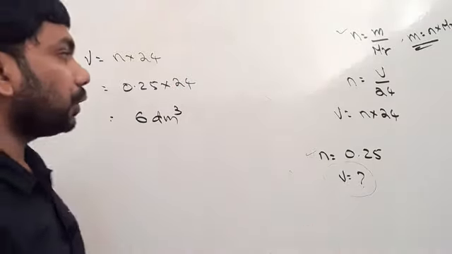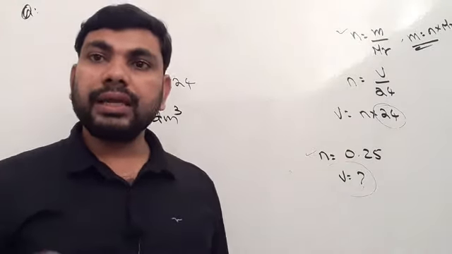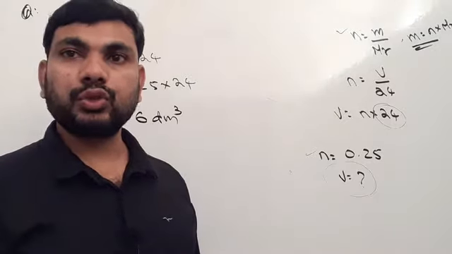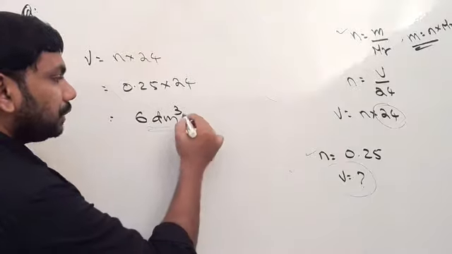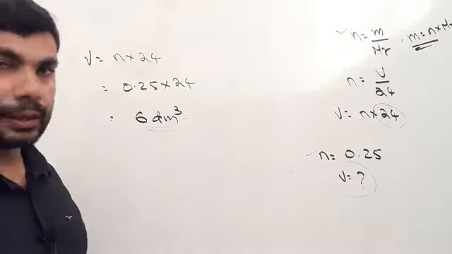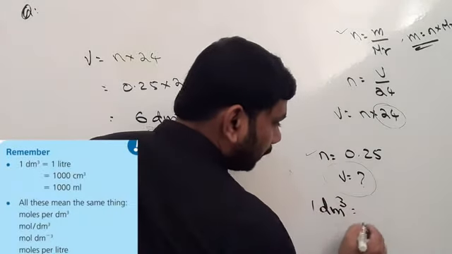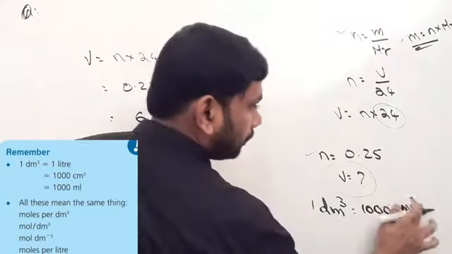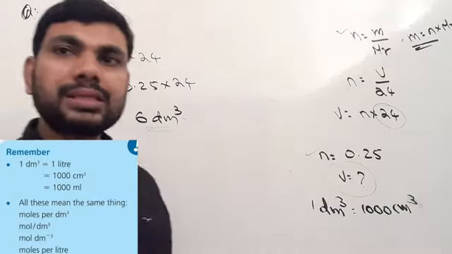Here we know this 24. One mole of any gas occupies 24 decimeter cube, as we discussed. So 24 is in decimeter cube, so the unit of volume will be decimeter cube. Also remember, 1 decimeter cube means 1000 centimeter cube.